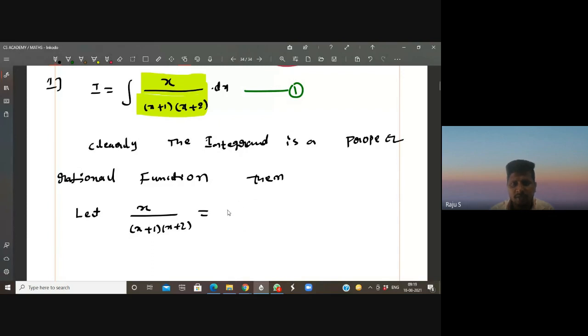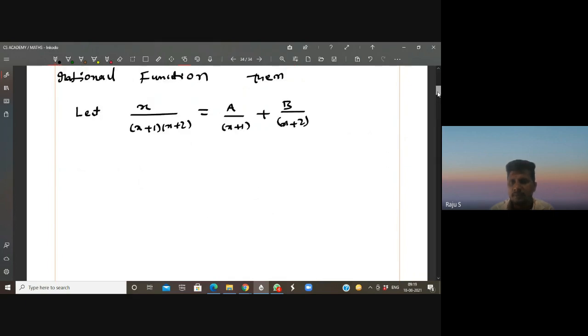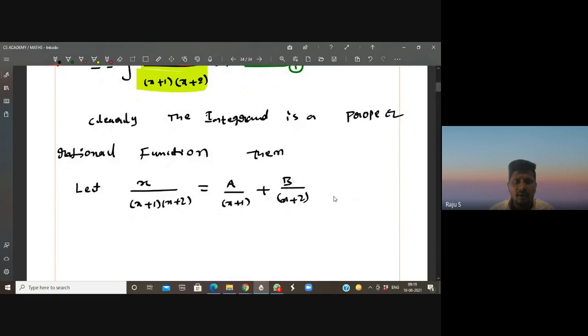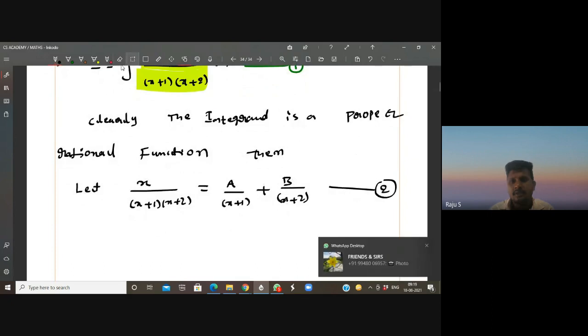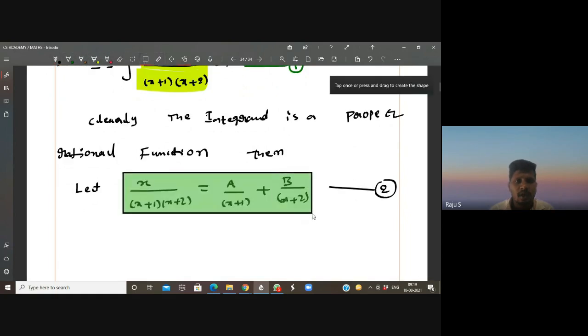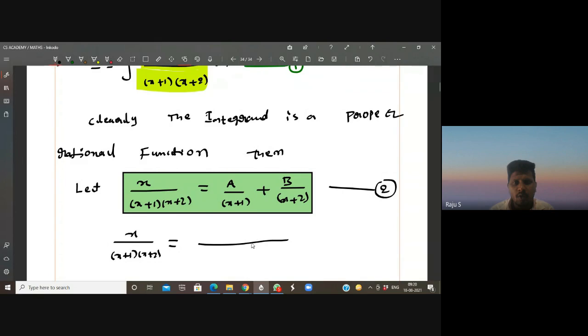Then what shall we do here? It equals A by x plus 1 plus B by x plus 2. Let us take this as equation 2. Next, I want to take the LCM on the RHS. Concentrate, students, in all questions we will follow the same procedure. The RHS has (x plus 1)(x plus 2) as the LCM.